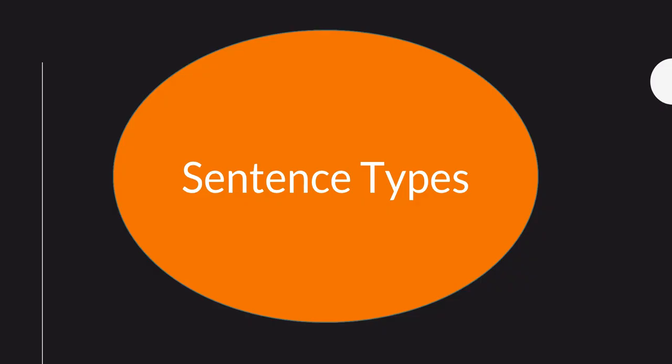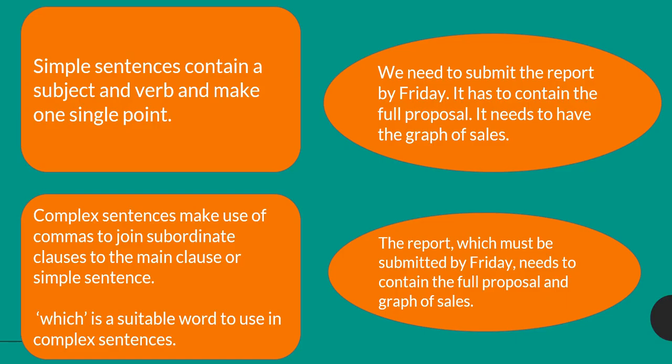Different sentence types. Now, you may be familiar with these from when you've studied English before. It may be something that you've forgotten about. And we have 3 different sentence types: simple, compound, and complex. So simple sentences have a subject, they have a verb, and they make one single point. They have one single idea.